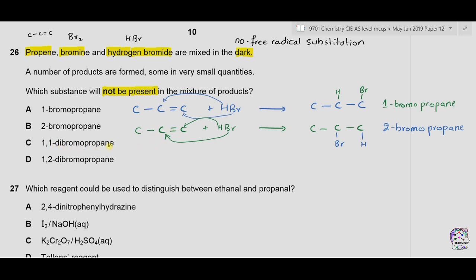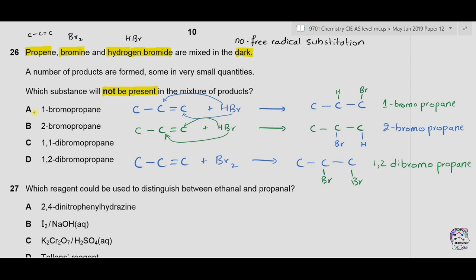Third one is 1,1-dibromopropane. Now we can take propene and add bromine to it. What happens is that one of the bromine atoms will be attached to one double bonded carbon atom. The second bromine atom will be attached to the other double bonded carbon atom. So the product will be like this: Br on this carbon atom and Br on this carbon atom. So the product is 1,2-dibromopropane. So this is also a possible product.